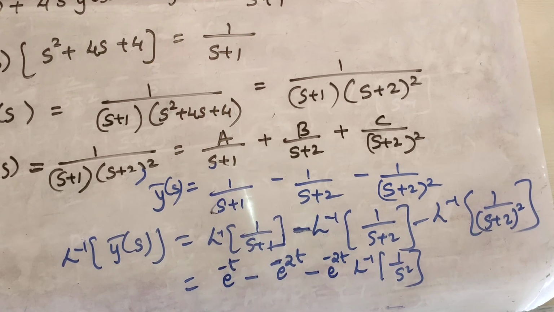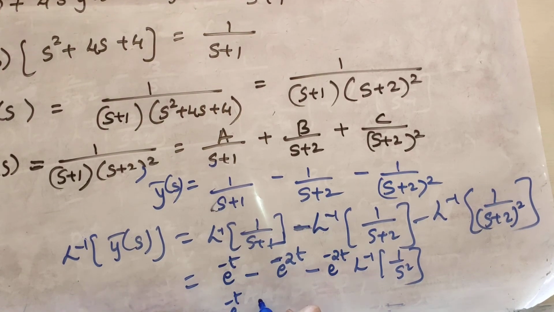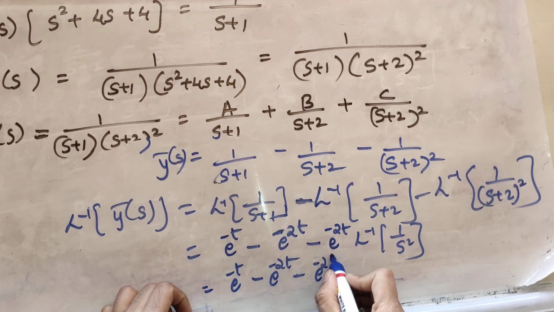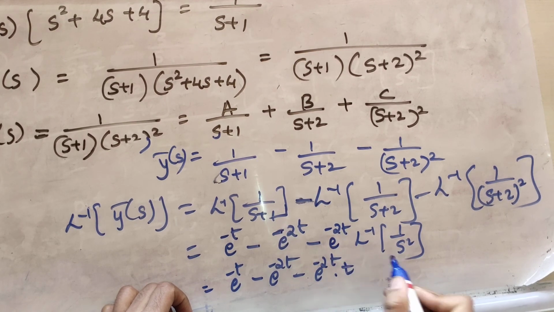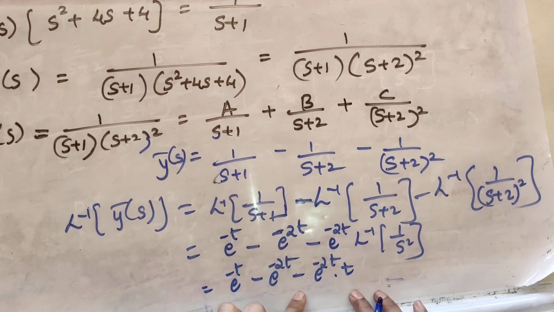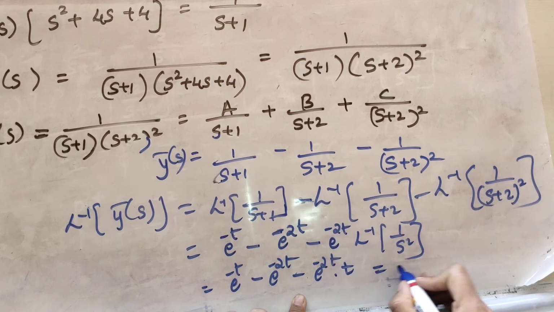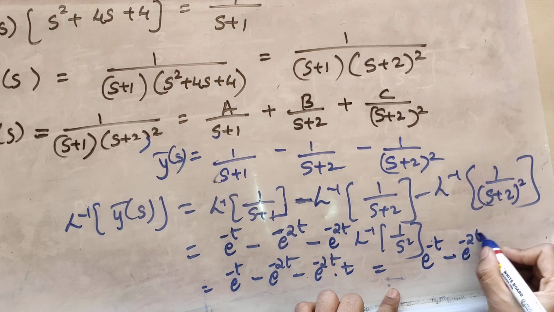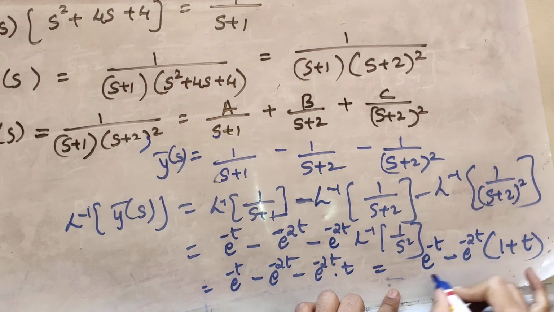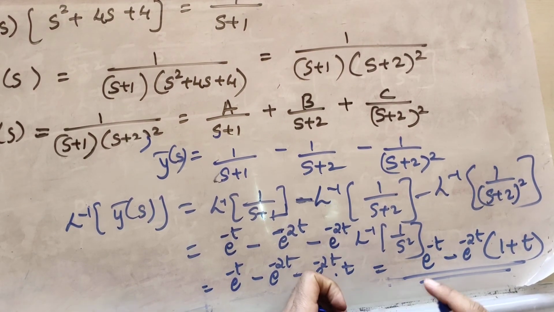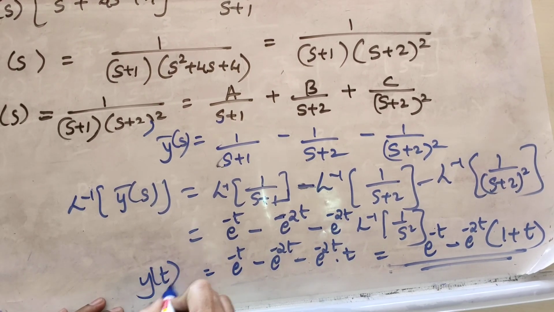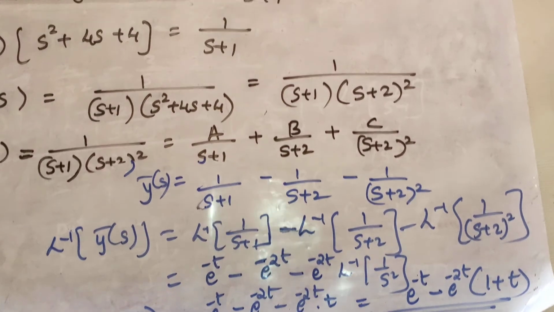So now if you simplify it, it will be e to power minus t minus e to power minus 2t minus e to power minus 2t into t. Further simplification will give you e to power minus t minus e to power minus 2t into 1 plus t. This is the simplified form of your y of t. So L inverse of y bar of S is y of t. This is the solution for your problem.